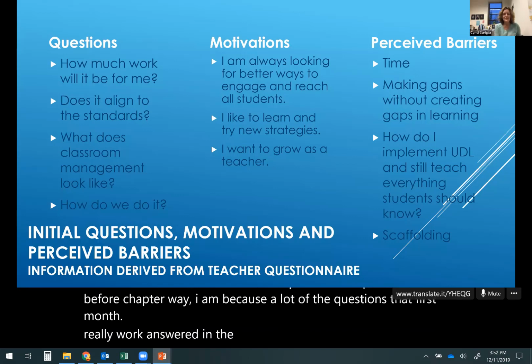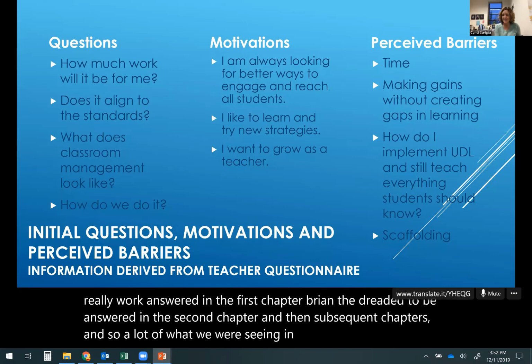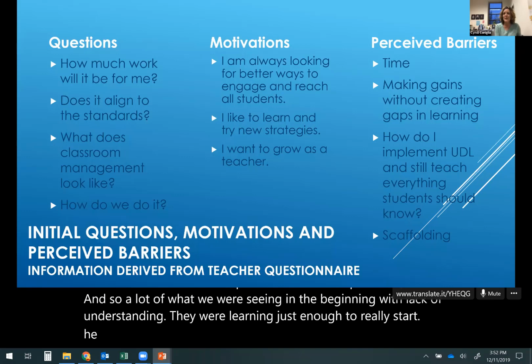But they started to be answered in the second chapter and then subsequent chapters. And so a lot of what we were seeing in the beginning was lack of understanding. They were learning just enough to really start to begin to think differently, but not really know how to be able to put it into action.